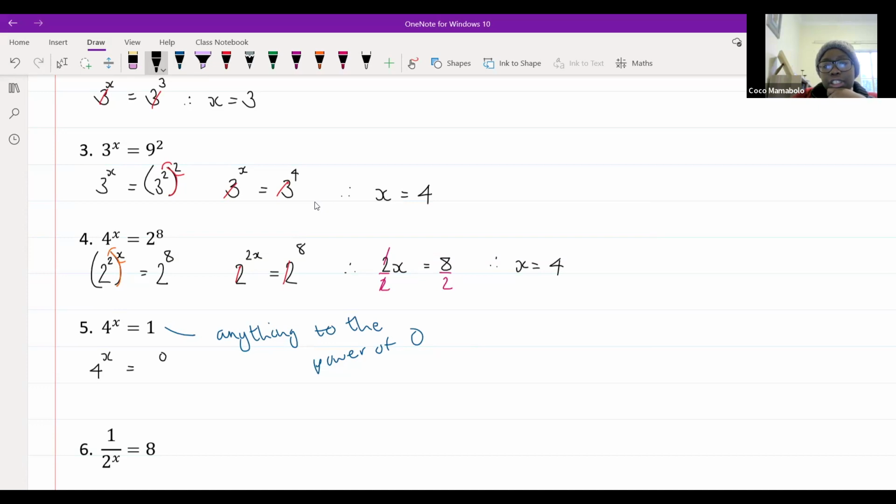Something to the power of 0. What is that something there? 4. 4, exactly, 4. Because I know that as soon as I have the same bases, I can just cancel. Therefore, x is equal to 0.